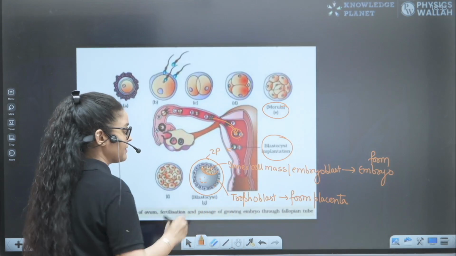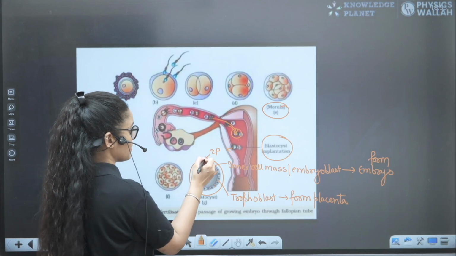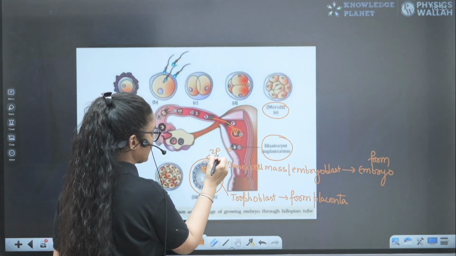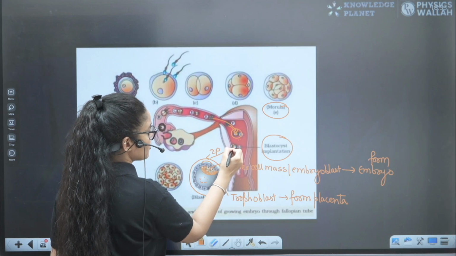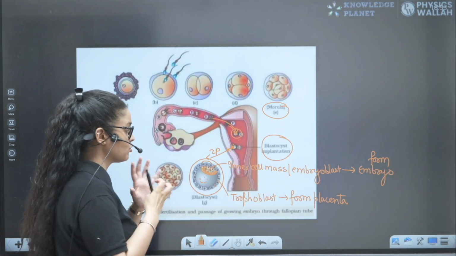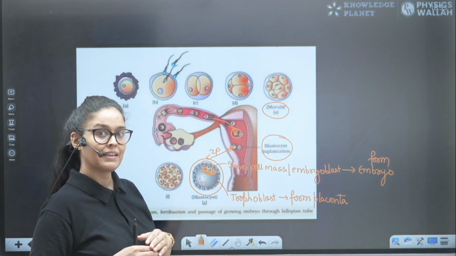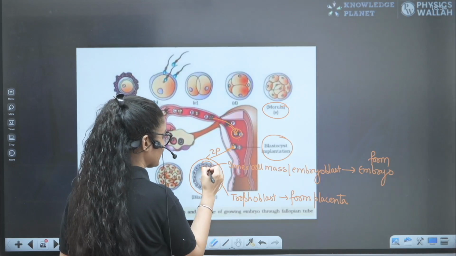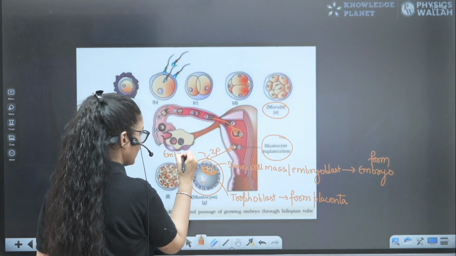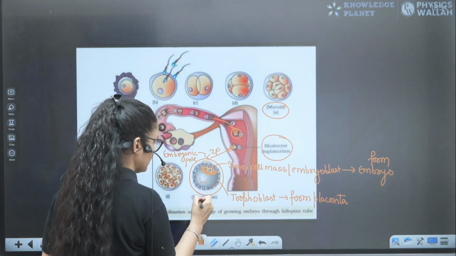This space is filled with nourishment, right? At this particular region where the inner cell mass is attached, the blastocyst will be implanted in the uterus, as you can see. This region where the inner cell mass is located basically gets embedded into the uterus. This is known as the embryonic pole. So where the inner cell mass is attached, that end is known as the embryonic pole, and via this embryonic pole it will undergo implantation with the uterus, right?